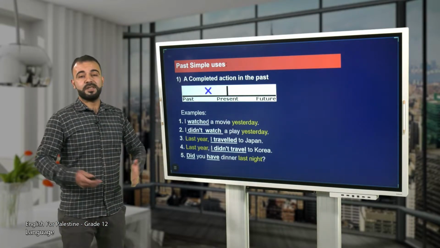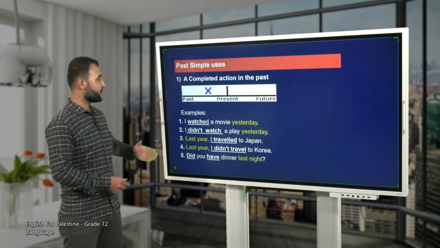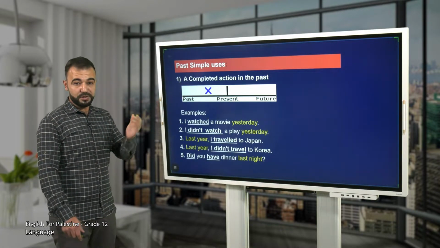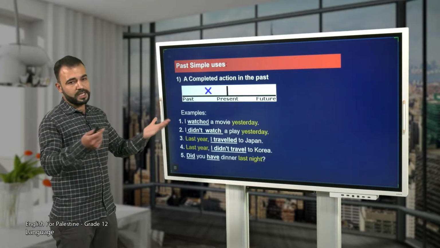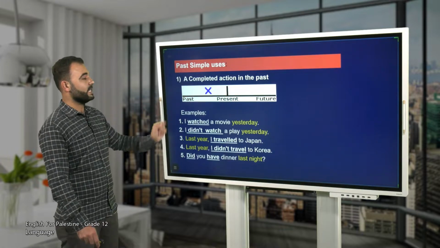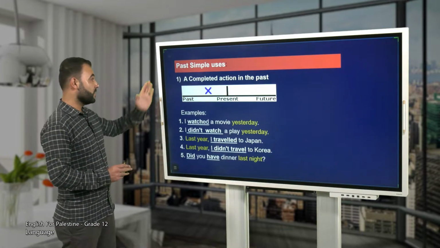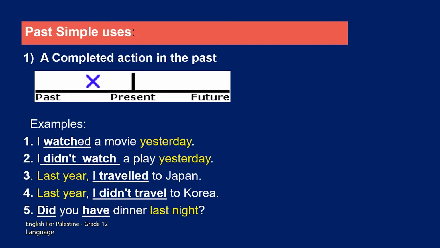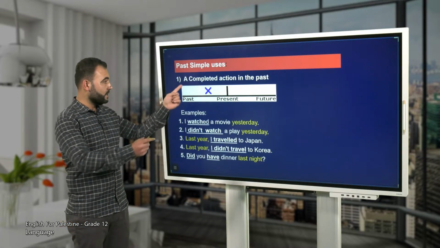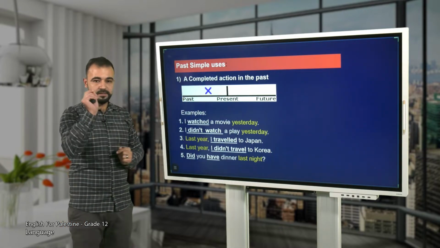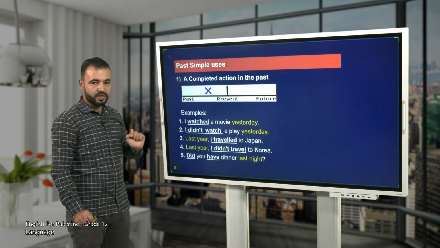Let's start with the uses of the past simple tense. Number 1, we use the past simple to express an action that is completed in the past. So number 1, a completed action in the past. See this diagram. We have the past, and for example, now we are here at this point. This action completed here in this specific time.